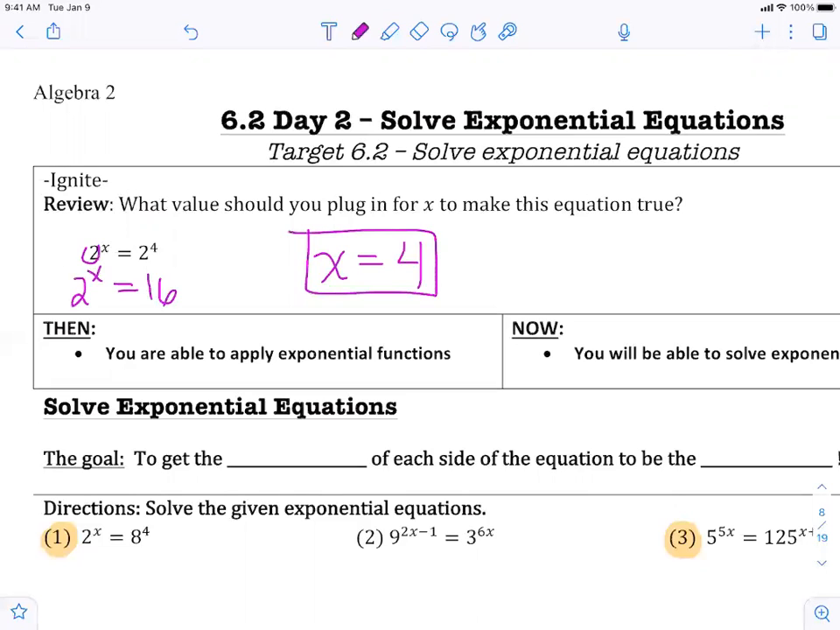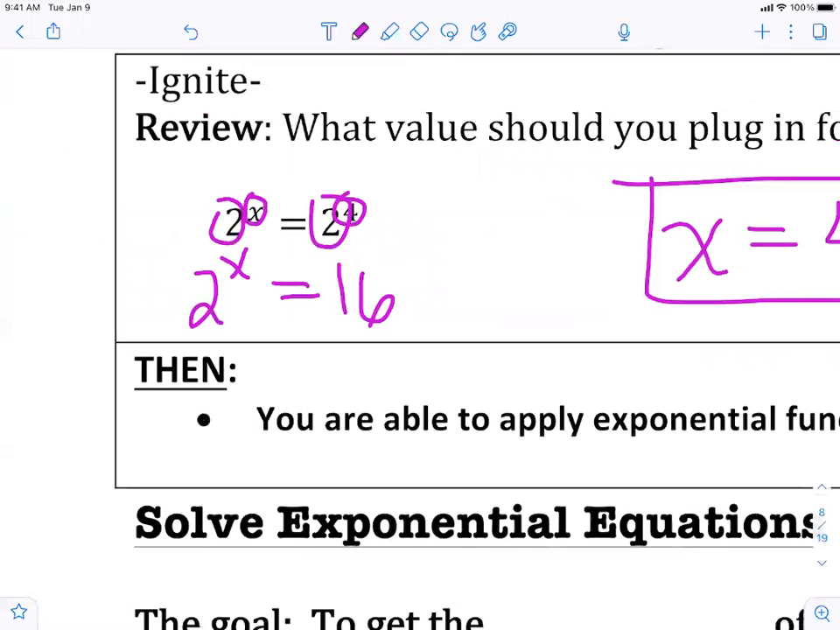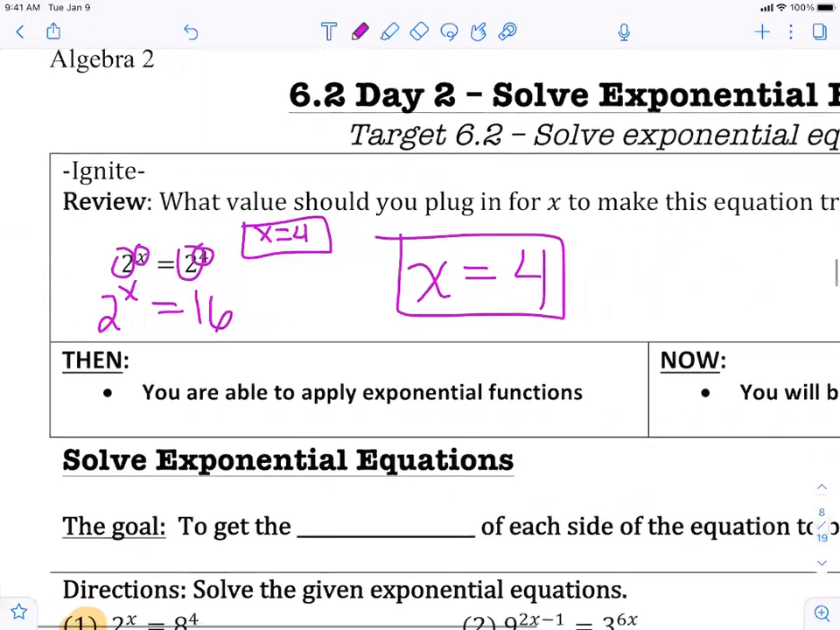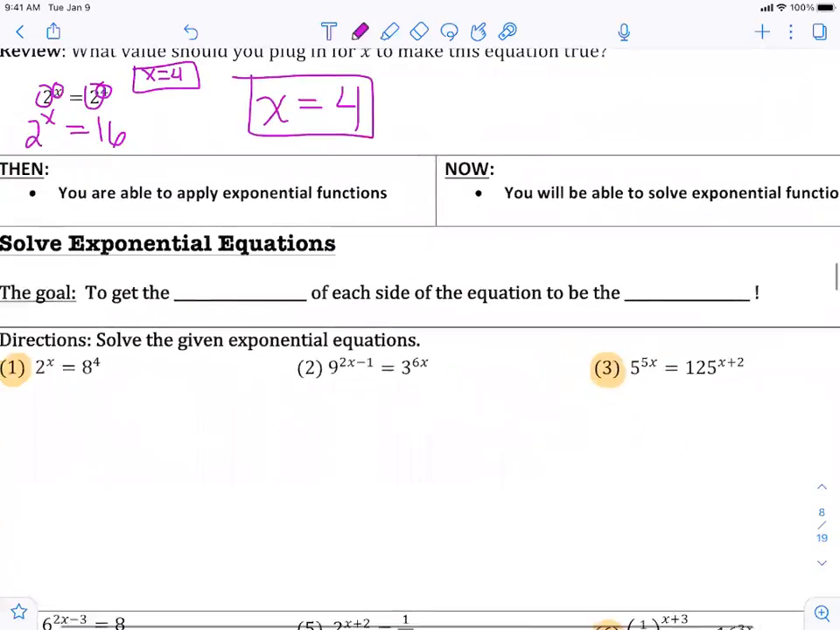So when you're solving for the exponent, there is an easier way to do this. When you look at this and you see those bases are the same, we just set the exponents equal to each other. We set them equal to each other because if your bases are the same, then really the equation we're looking at is what's going to make the exponents the same. So all we do is set them equal to each other. That is the basis for how we solve exponential equations in general.